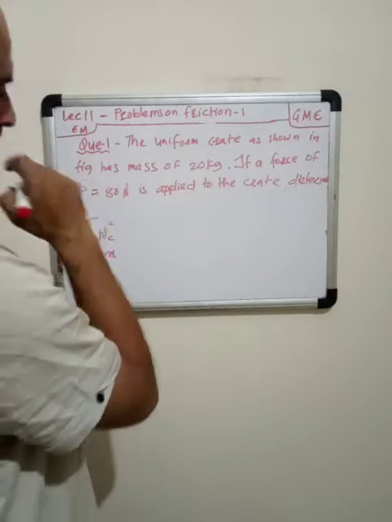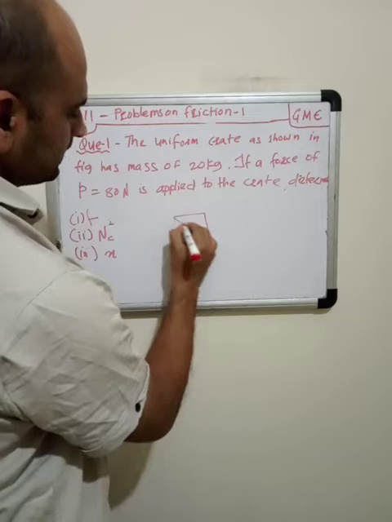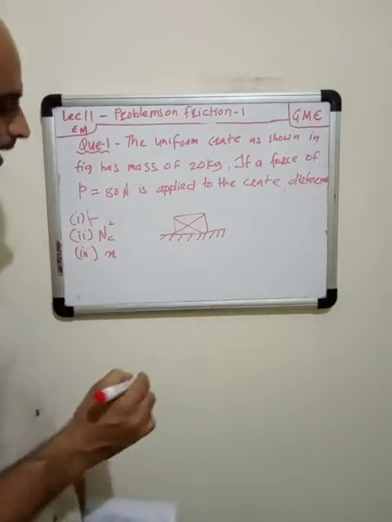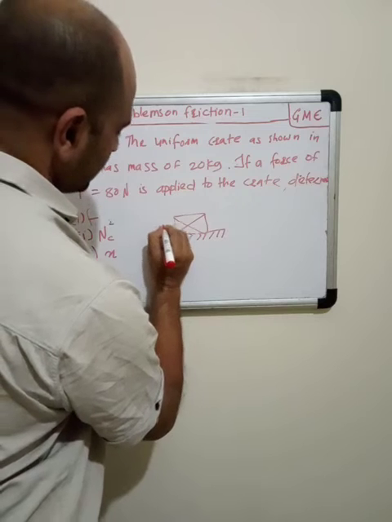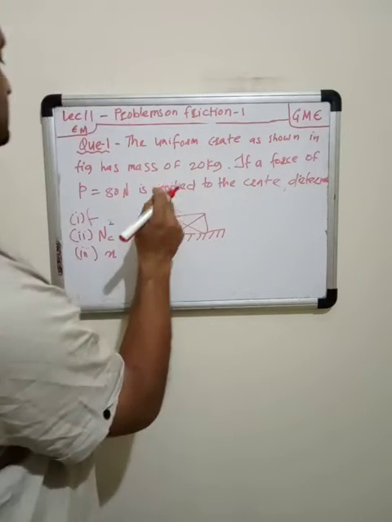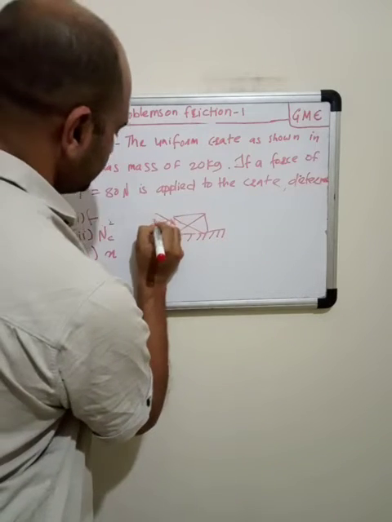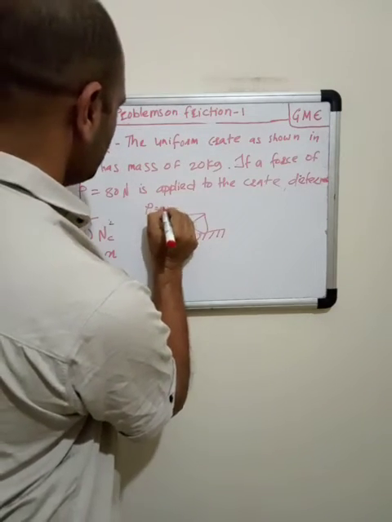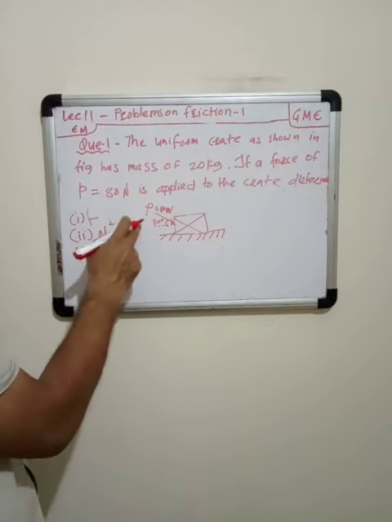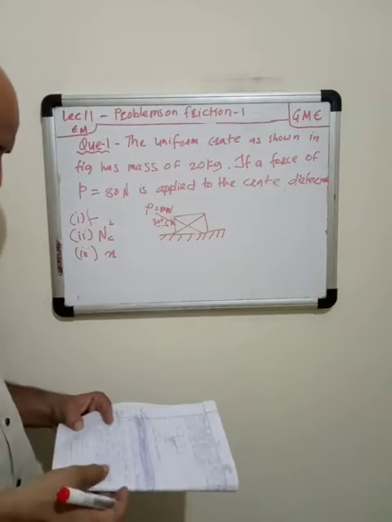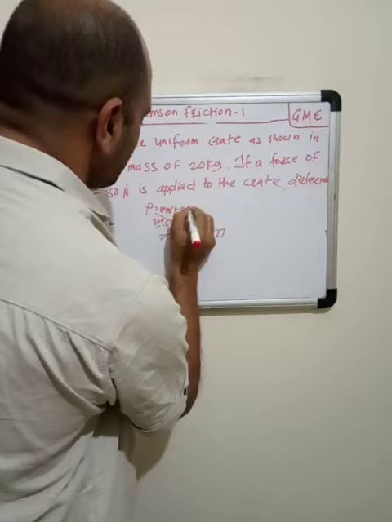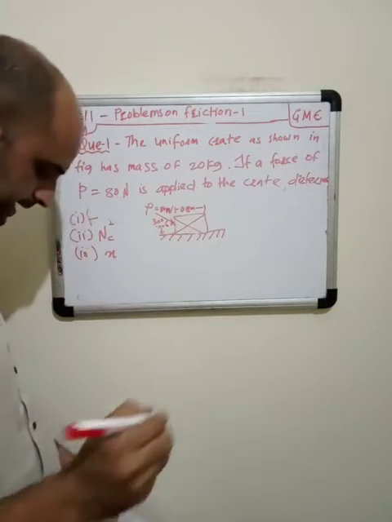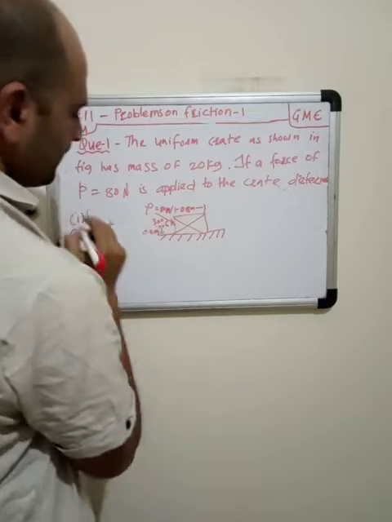I'll draw a diagram for the crate. Okay, the crate is like this, right? This is a crate, resting on this surface. The force is applied at this point of the crate, and the angle in the drawing is 30 degrees. At 30 degrees, this P equal to 80 Newton is applied on the crate. The dimensions they have given are 0.8 meter, and the location where the force acts is given as 0.2 meter, okay?